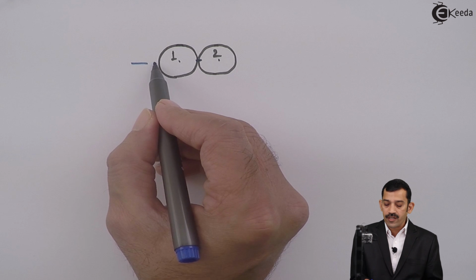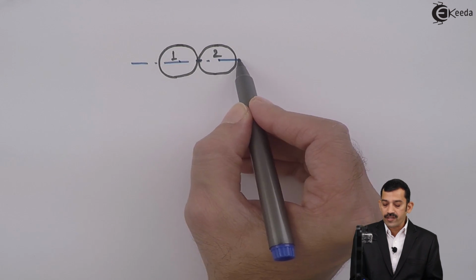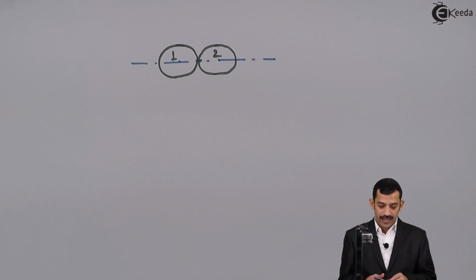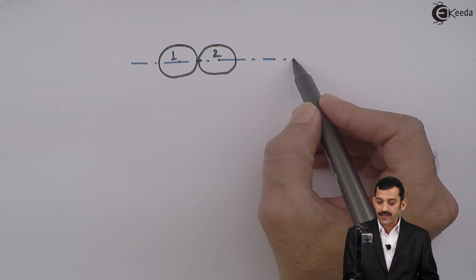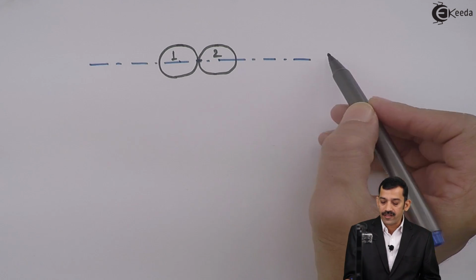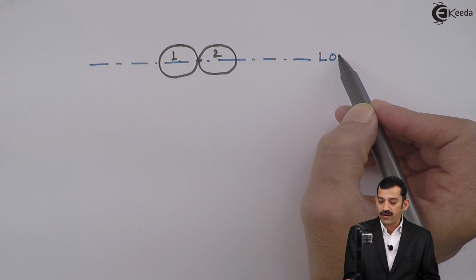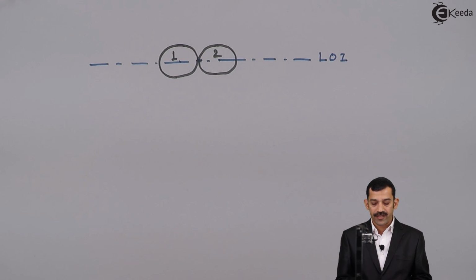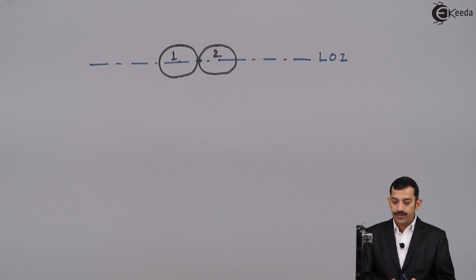Centers of the body. Now this one is what? This is a line of impact, right? So this line what you have drawn here is a line of impact which is normal to the contact surfaces. So I'll write this as line of impact. The line which is normal to the contact surfaces is the line of impact.